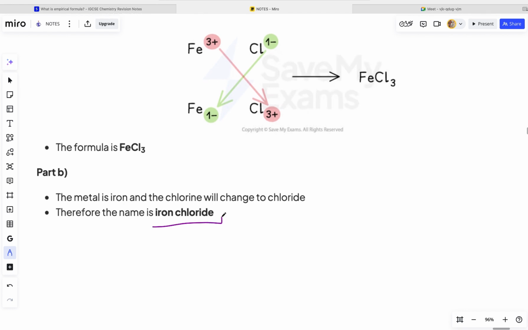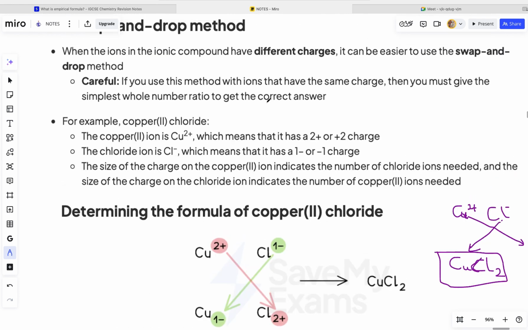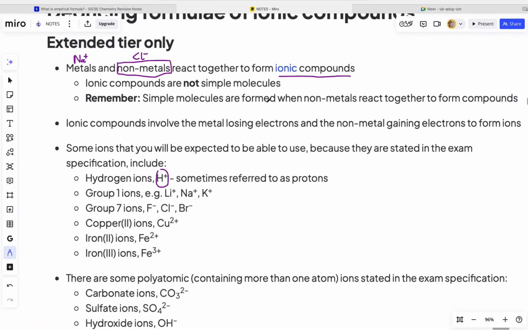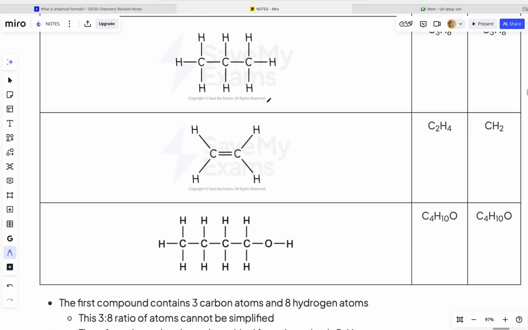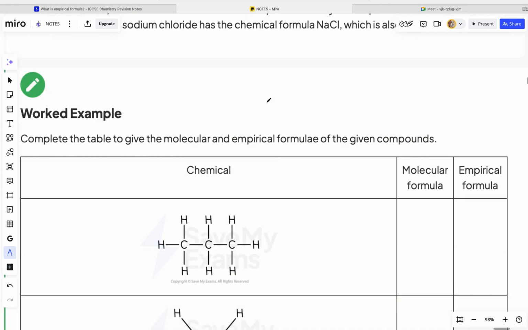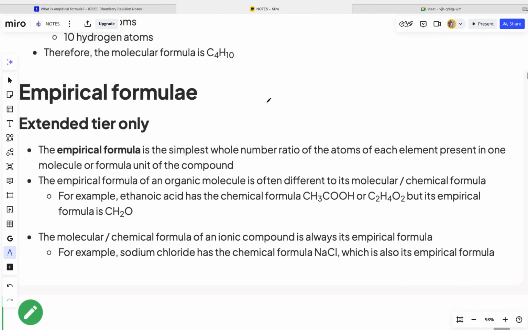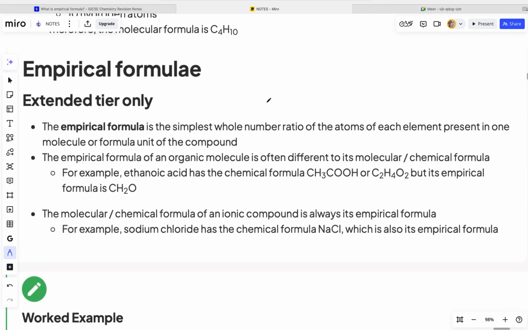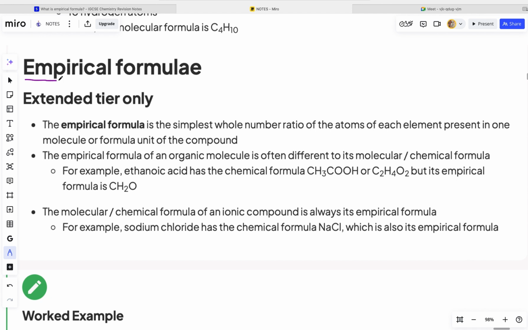Now let's go to the one we skipped, the empirical formula. Let's quickly talk about the empirical formula, and then we call it a day. Empirical formula is the simplest whole number ratio of atoms of each element present in one molecule or formula unit of the compound. Empirical formula is the smallest formula unit. For example, what do we mean by smallest formula unit?